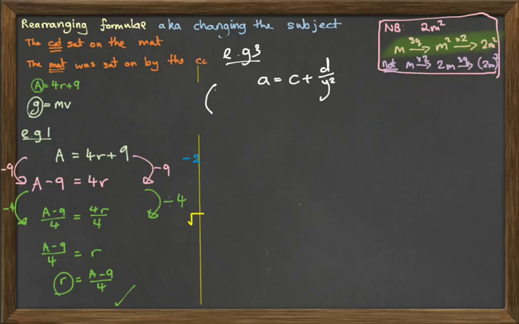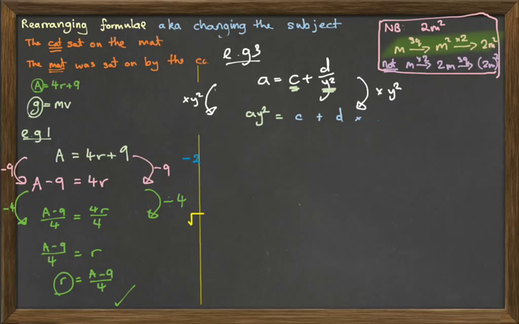The first thing we could do is multiply through by y squared. Now on the left-hand side, if I multiply by y squared, I get ay squared. On the right-hand side, I have to multiply both terms by y squared. This is one of the most common errors, not to times the whole side by y squared. So it's not c plus d. That's not multiplying by y squared. I have to multiply both terms by y squared.